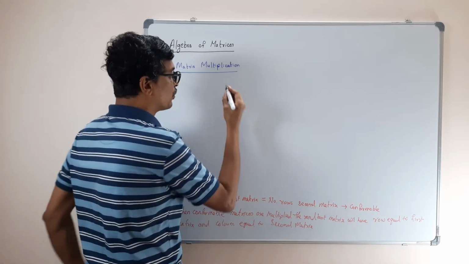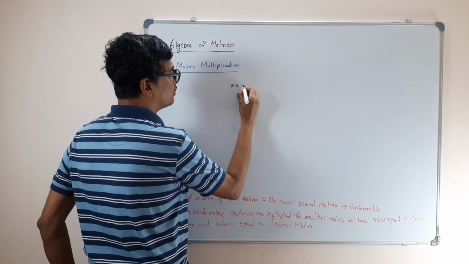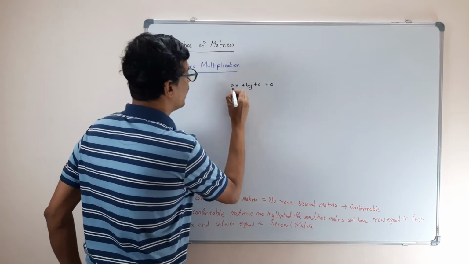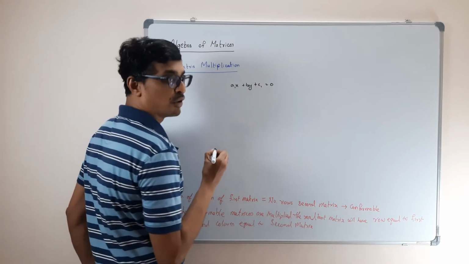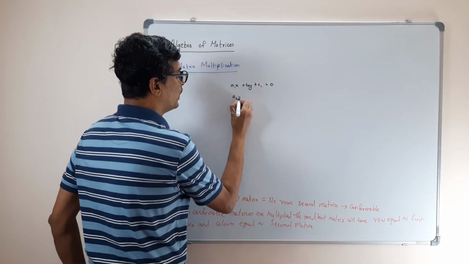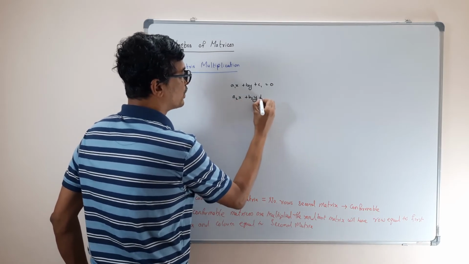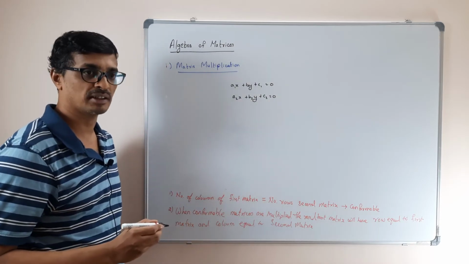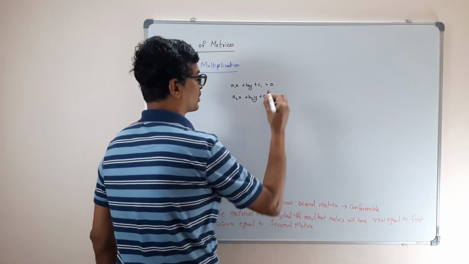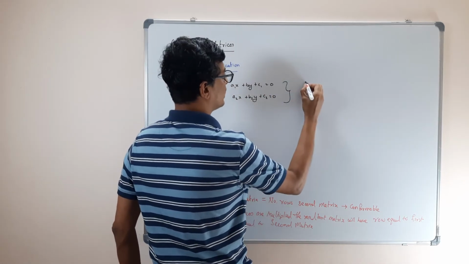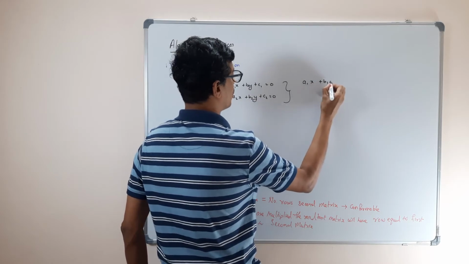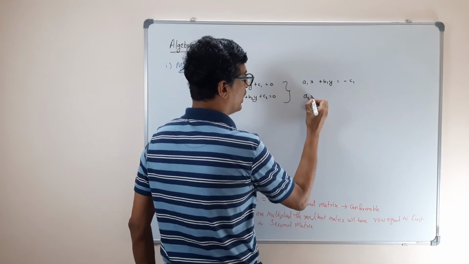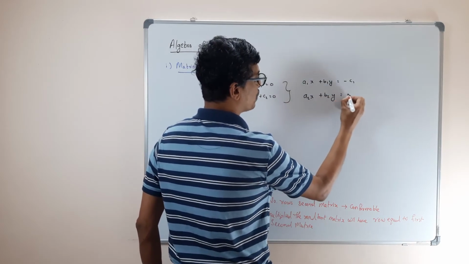You remember? You have ax plus by plus c equal to 0, or you call it a1x plus b1y plus c1 equal to 0, a2x plus b2y plus c2 equal to 0. You remember this equation? You have solved it by using substitution method, many methods, and cross multiplication method also. So I can write this as a1x plus b1y equal to minus c1, a2x plus b2y equal to minus c2.